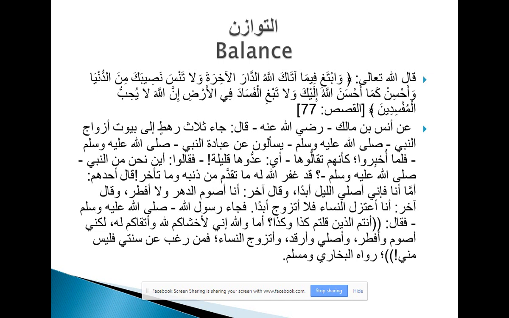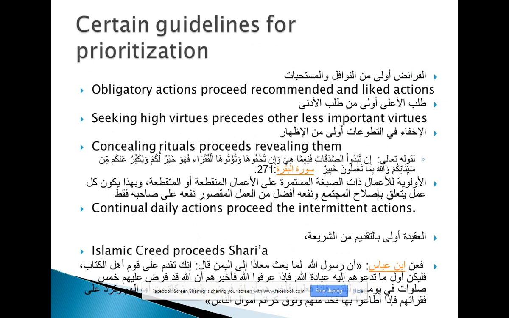Certain guidelines for prioritization, this part is really important, but we're going to go over it really fast. Obligatory actions precede recommended and liked actions. So when we talk about general rules of having one action more important than another, remember it's first about the obligatory things, and then the details, sunnah, etc. Seeking high virtues precedes other less important virtues. That's straightforward. Concealing rituals precedes revealing them.